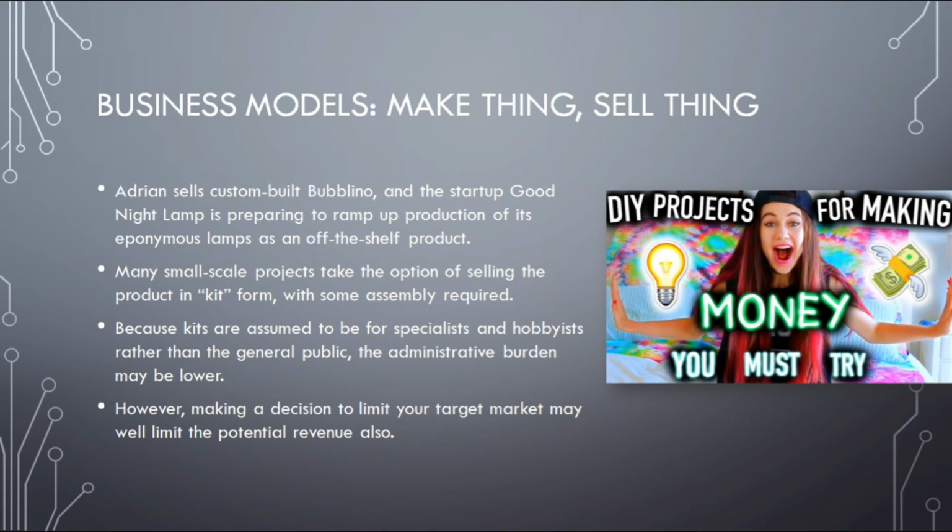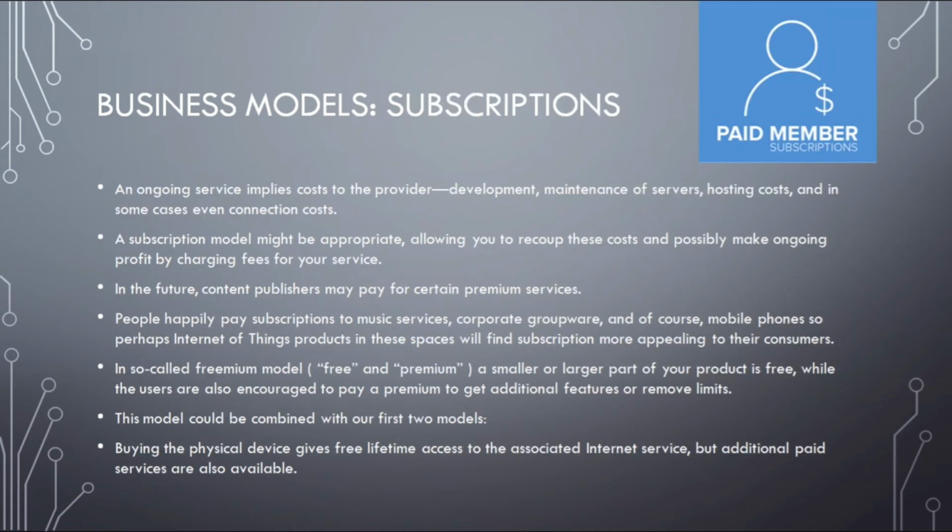The first model is make thing, sell thing, which is the simplest model. You can start making the things without anticipating your customers. Eventually, you will be able to sell off your things to the customers.